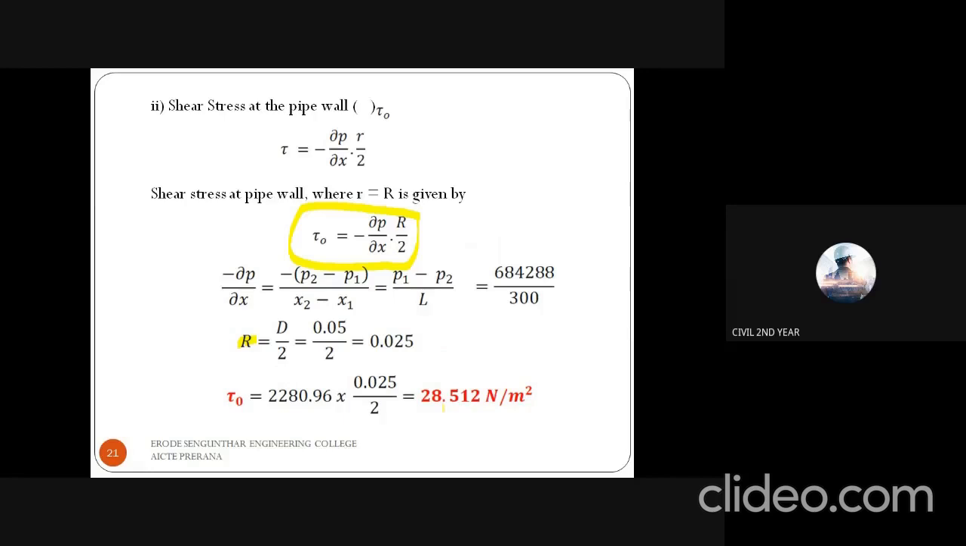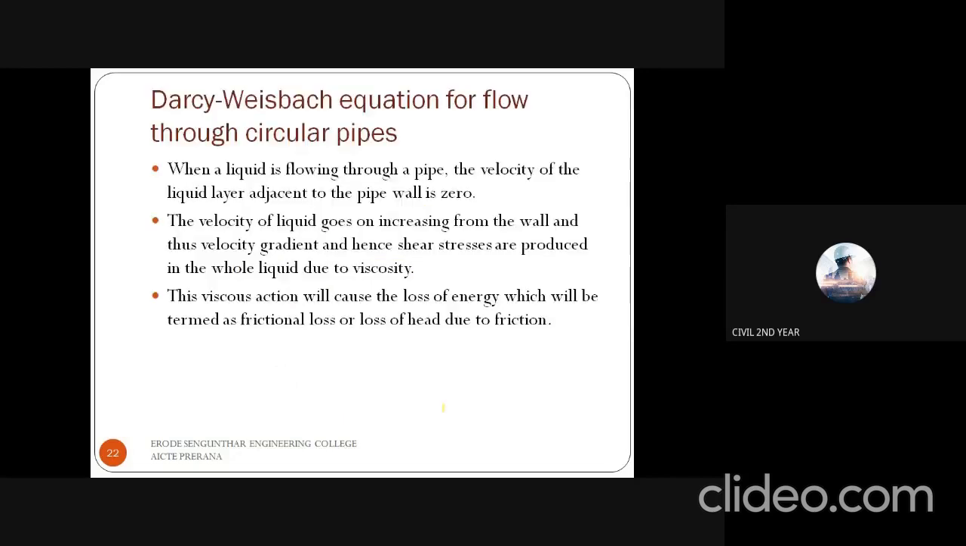Next we move to the Darcy-Weisbach equation for flow through circular pipes. In the previous cases we were considering laminar flow, that is, Reynolds number less than 2000, but here, for the Darcy-Weisbach equation, the Reynolds number is greater than 4000.